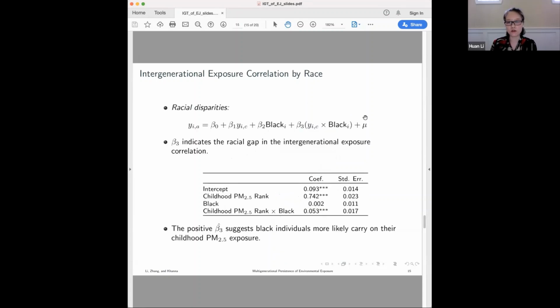And then we also use a regression to show the correlation, which is consistent with the graph presentation. When we have the interaction between the childhood exposure and their racial status, we see that beta 3, which represents the racial gap in the intergenerational exposure correlation, gives us a positive significant coefficient, meaning the minority will have a higher intergenerational correlation than the majority.